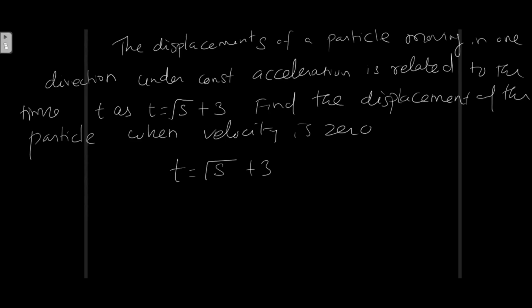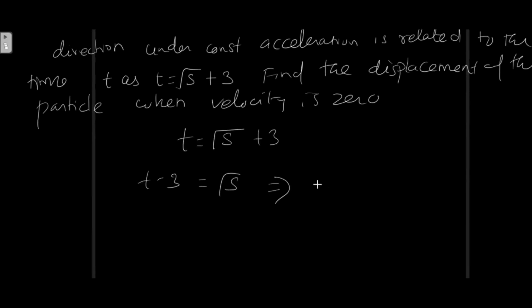Here I need s in terms of t. So root s equals t minus 3. Clear? Then making the square of both sides, this equation becomes very smooth. t minus 3 whole square equals root s square. So now (t minus 3) square equals s. Now it is s in terms of t.